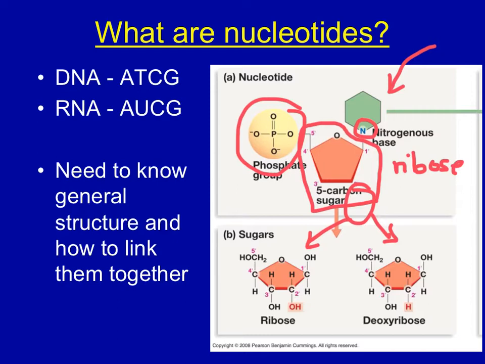You should know that deoxyribose is what we have in DNA, deoxyribonucleic acid, and for RNA we use the hydroxyl on the 2' position, and that is very important.